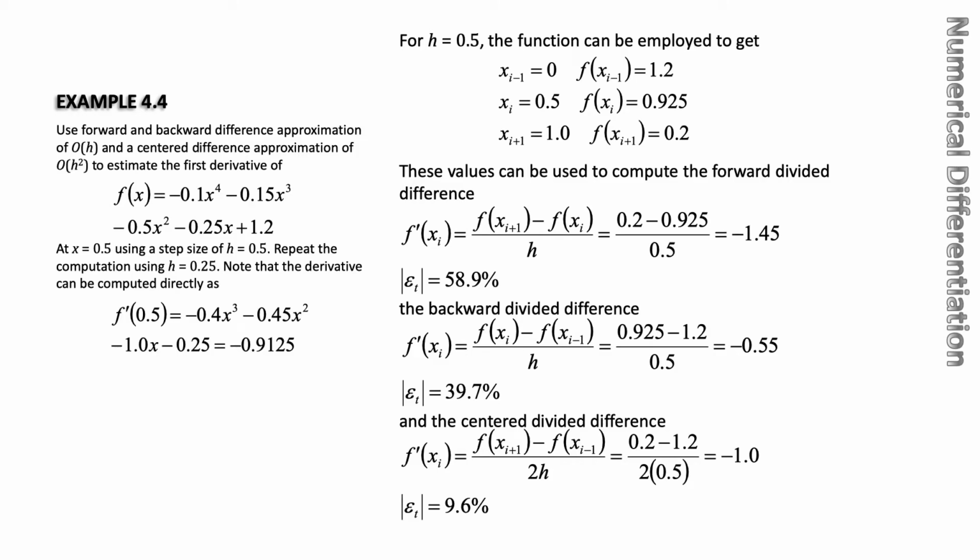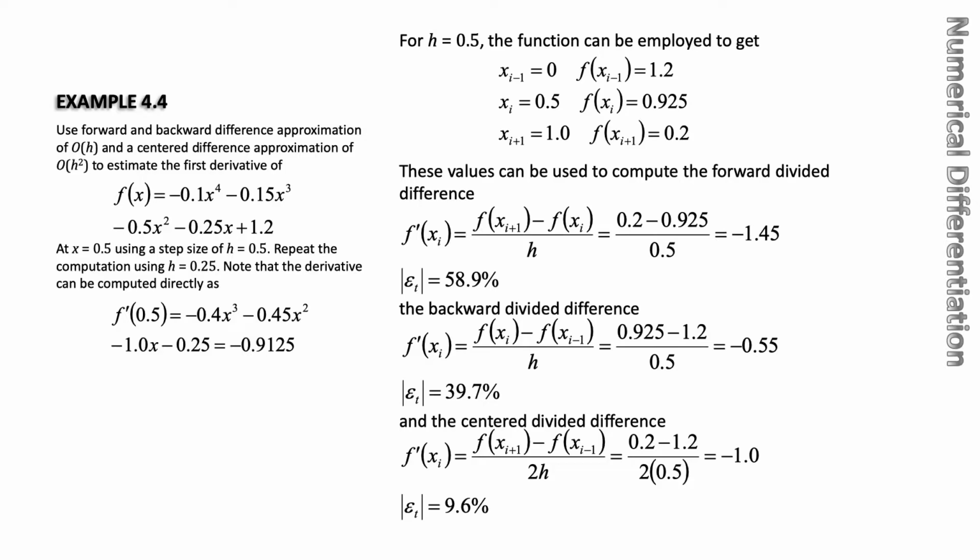Now let's take a look at this example. The example states: Use forward and backward difference approximation and the center difference approximation to estimate the first derivative of the function f of x is equal to negative 0.1 x to the fourth minus 0.15 x to the third minus 0.5 x squared minus 0.25 x plus 1.2, at x equals 0.5, using a step size of h equals 0.5. Repeat the computation using h equals 0.25.